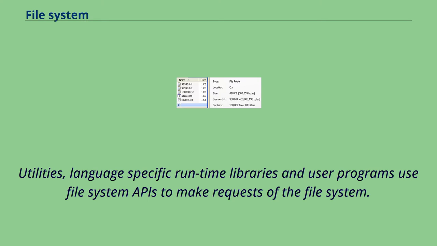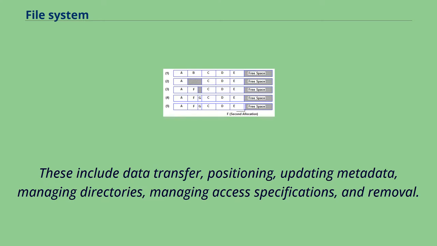Utilities, language-specific runtime libraries, and user programs use file system APIs to make requests of the file system. These include data transfer, positioning, updating metadata, managing directories, managing access specifications, and removal.